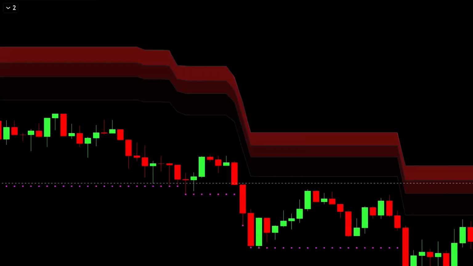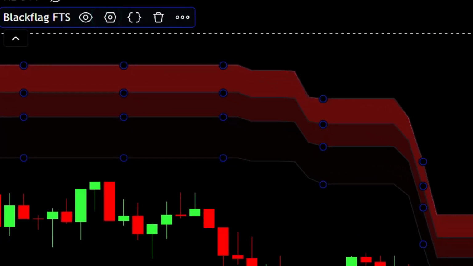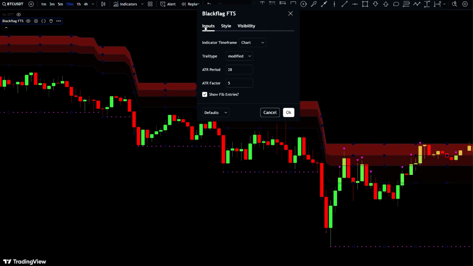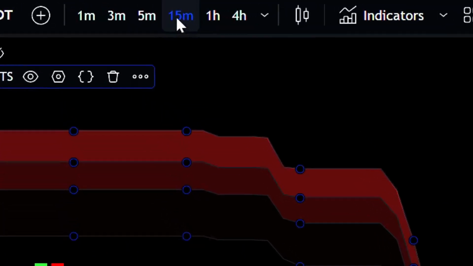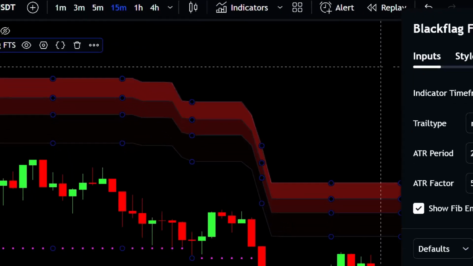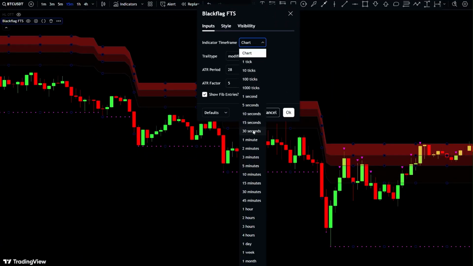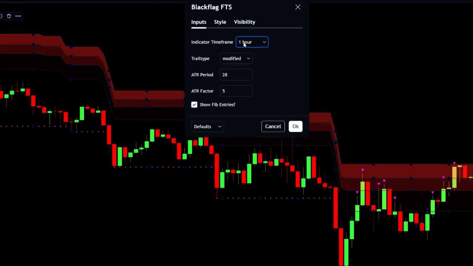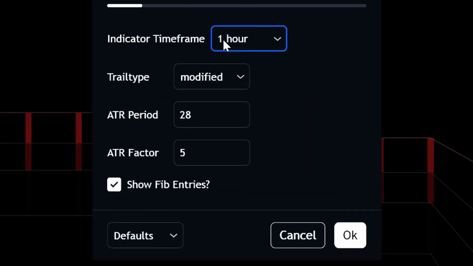Go to the indicator settings and then click on the inputs tab. Here, you'll see a time frame setting. We need to change this to 1 or 2 time frames higher than the time frame you're looking at on your chart. Since we're currently on the 15-minute chart, I'd recommend bumping this up to 1 hour. We don't need to change the ATR period or ATR factor options for this setup. So leave those as they are.